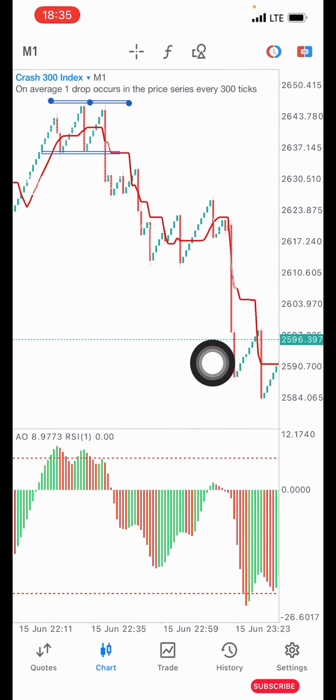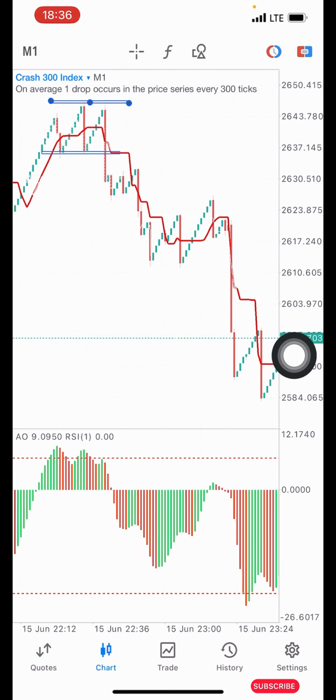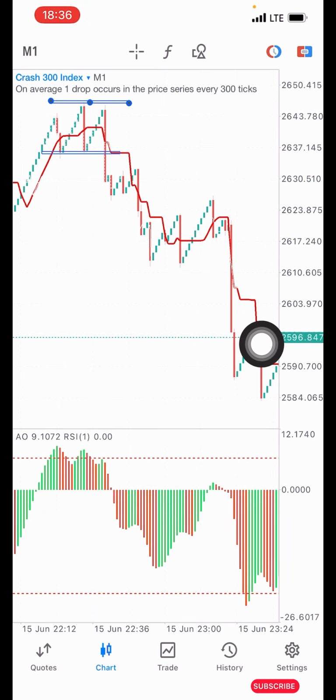once it's Crash 300, you wait for it to get close to our red line here, which is our Ichimoku line. Immediately it's getting close to there, you sell immediately. This kind of opportunity, there must be a spike. As far as it is in the downtrend, there must be a spike. Although I won't say always, but most of the time a spike normally occurs.